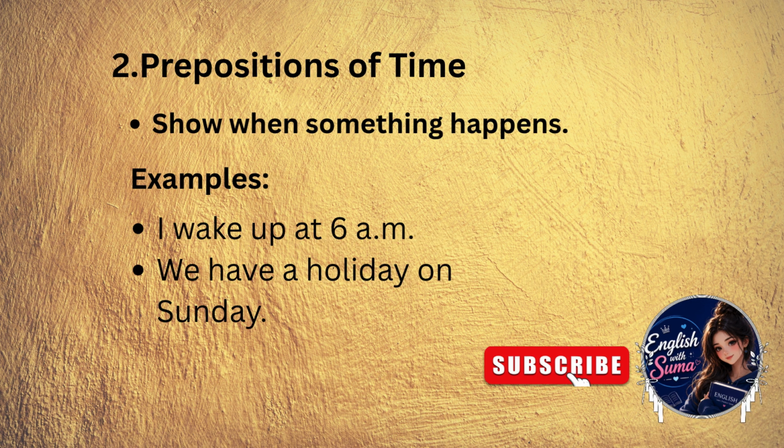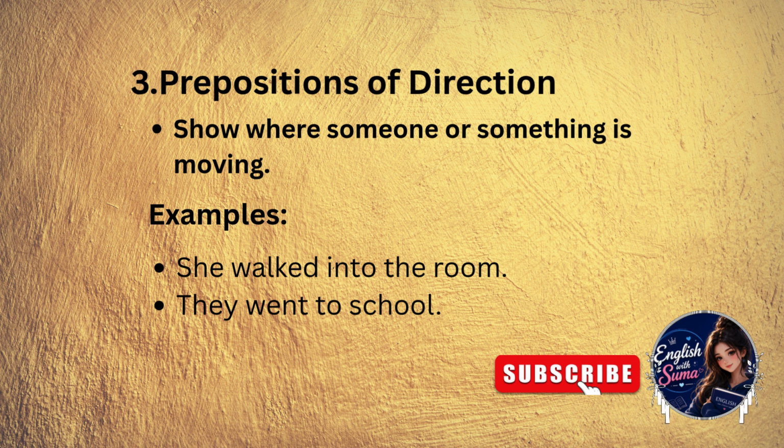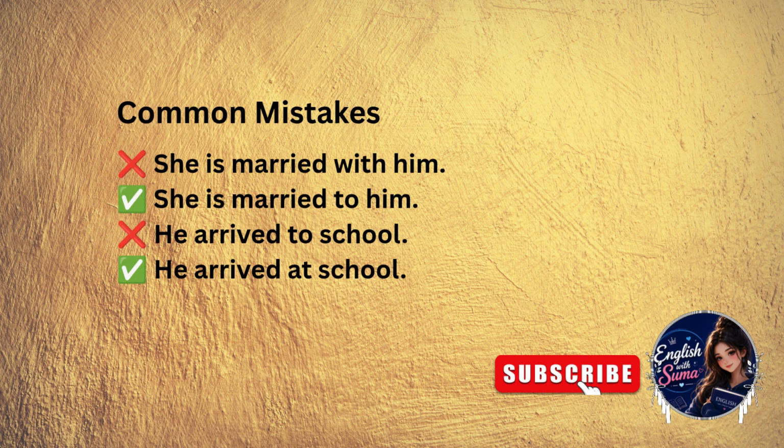Prepositions of time tell us when something happens. For example, I wake up at 6 a.m. We have a holiday on Sunday. Prepositions of direction tell us where someone or something is moving. For example, she walked into the room. They went to school.